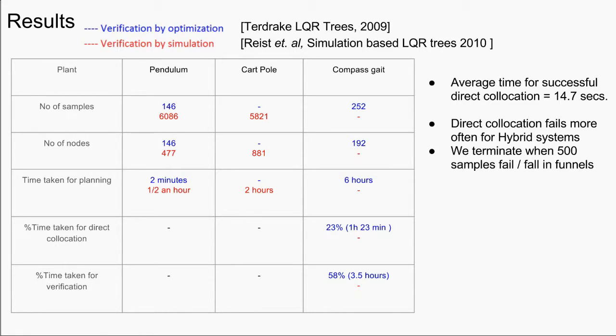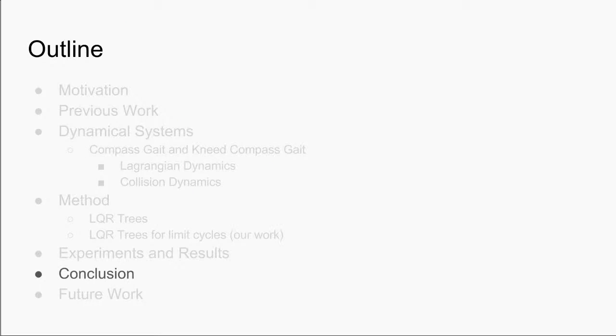The red one shows one variant of the LQR tree, and the blue font shows the other variant of the LQR tree. We took the verification by optimization of the LQR tree shown in blue. Every iteration of the LQR tree has numerous direct collocations, which is one of the trajectory optimization methods, and in that we see that the average time for the direct collocation is 14.7 seconds, and that is why it has taken a lot of time to finish completely filling the state space with the LQR tree.